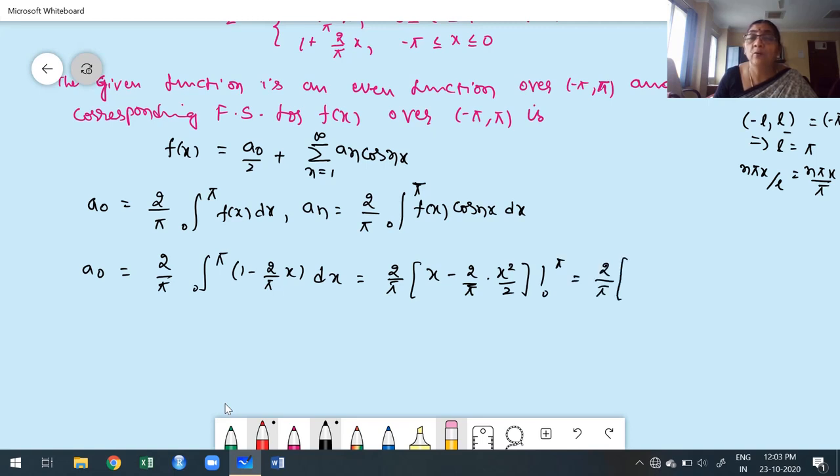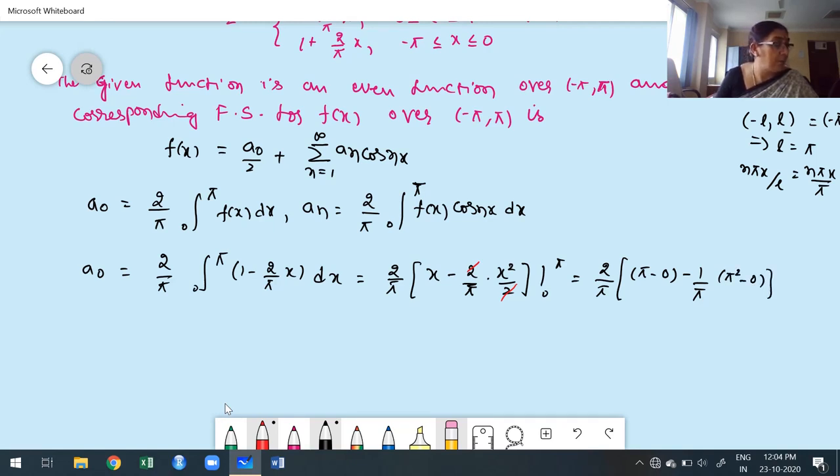Yeah, while going to the next step, observe this 2 is cancelled. Now, what's the upper limit? Pi. The lower limit is 0. Minus 1 by pi, what's the upper limit? It is pi square minus 0. Now I have to simplify this.